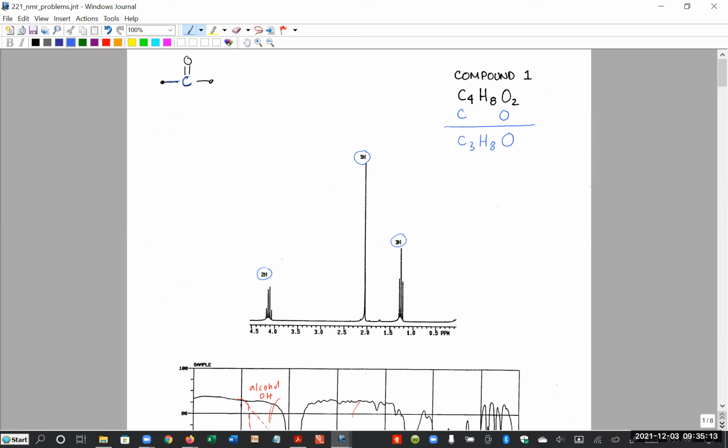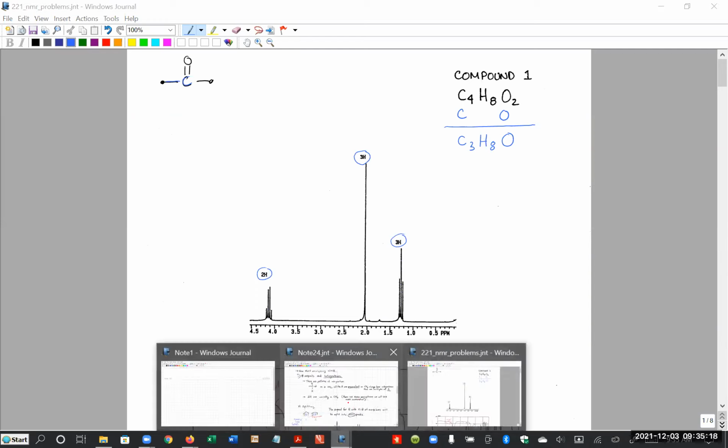Okay, so why is the integration useful? Well, there's a couple things about it.